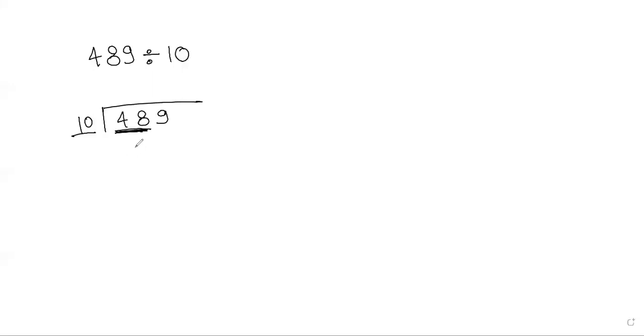Now, how many times can you divide? Yes, 4 times. 10 fours are 40. Now subtract 40 from 48. 8 is left. Now this 8 is smaller than the divisor. We cannot divide, so bring down 9.